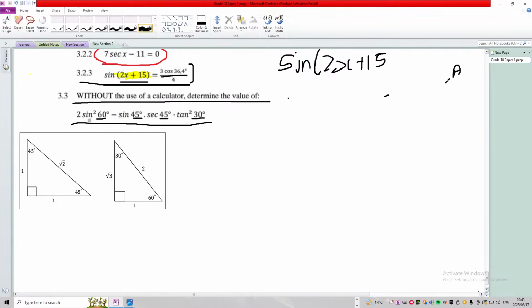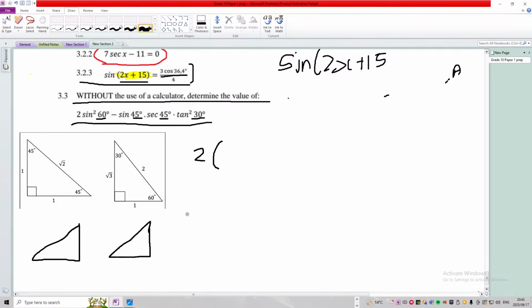So we have 2 brackets sine squared 60. What is sine? Opposite over hypotenuse. Wait, sir, is it fine when the triangles are looking at the other side? Yes, perfectly fine if they are facing like this, and like that. No problem at all. It's the same thing.